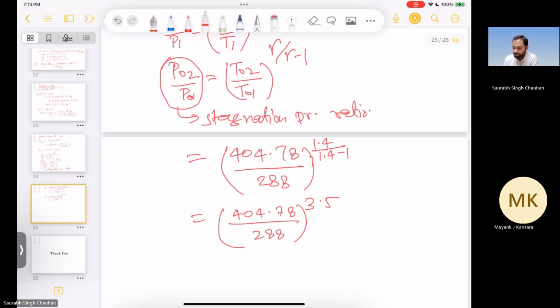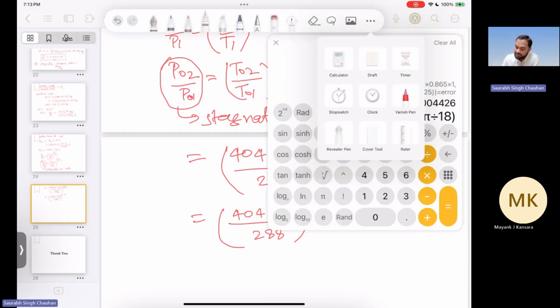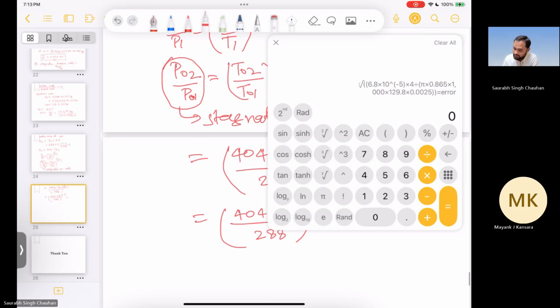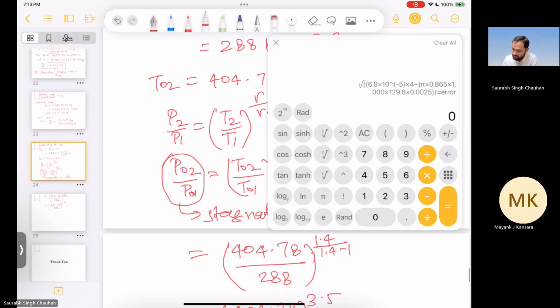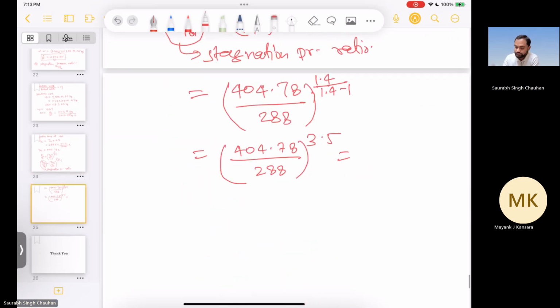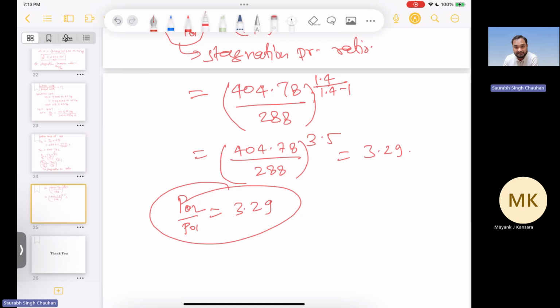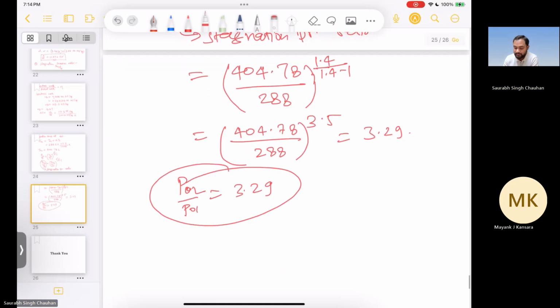Let me cross check. 1.4 divided by 0.4, so this will come out to be 3.29. Okay. So P02 by P01 is equal to 3.29. So this is your stagnation pressure ratio that we had to calculate.